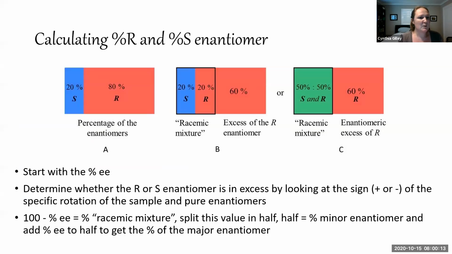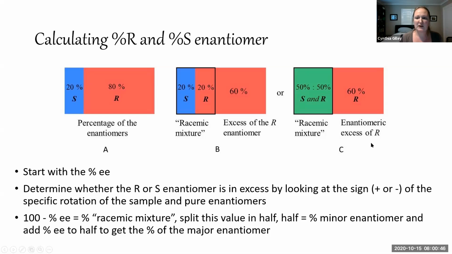So when we are calculating the percent R and the percent S in the mixture using the percent EE, what we need to do is essentially start with the percent EE. For example, let's say that the chemist got an enantiomeric excess of the R enantiomer to be about 60%. Now, how would they know even that the excess is the R enantiomer and not the S enantiomer?